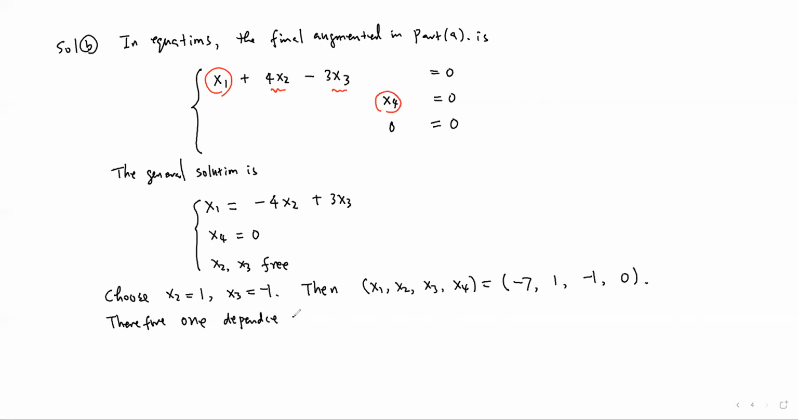Dependence relation among the four vectors is, okay, negative 7 times v1 plus 1 times v2 plus negative 1 times v3. So minus v3. And then plus 0 times v4 is 0. Yeah. This is a dependence relation among the four vectors. So done.